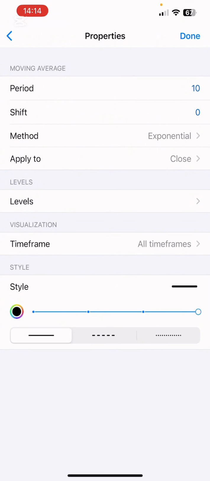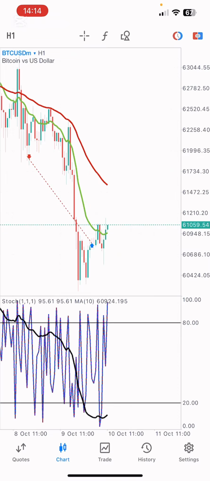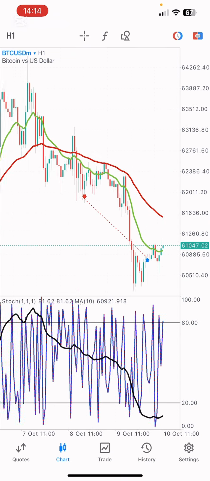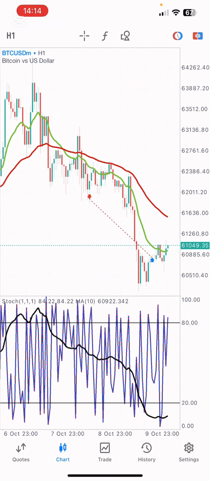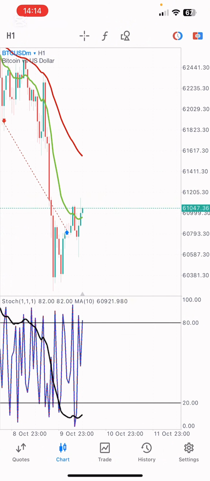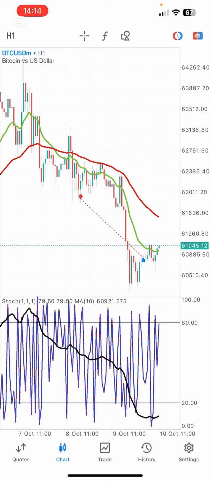So the period is 10, shift exponential, apply to is close, all time frame style, and we press done. All right, we just type in done. So this is basically what you just need to do. So now for the confirmation, when it comes to this time frame, this is also a scalping strategy.